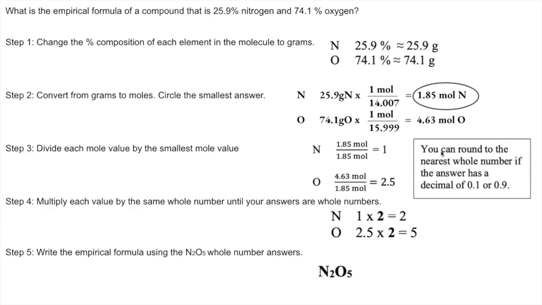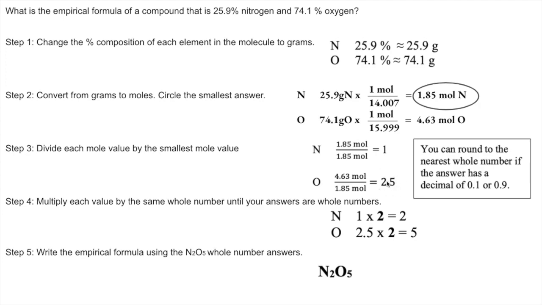Here, there's a little note. You can round to the nearest whole number if the answer has a 0.1 decimal or a 0.9 decimal. So you can either round up or round down if it is 0.1 or 0.9. Just be aware of that if you get any answers that are close to that. For step 4, multiply each value by the same whole number until your answers are whole numbers. Basically, you can't have a decimal as part of your empirical formula.